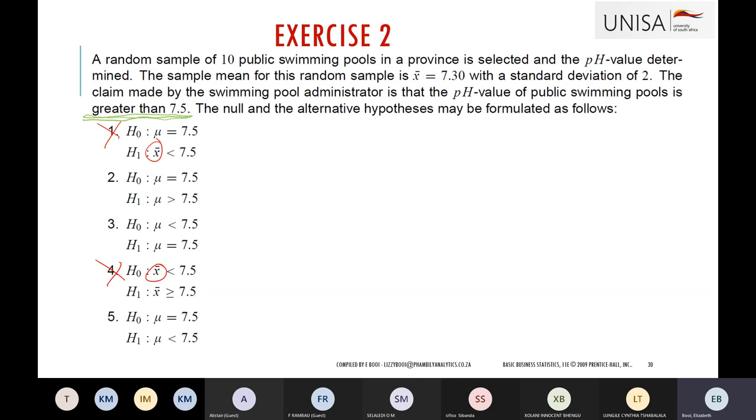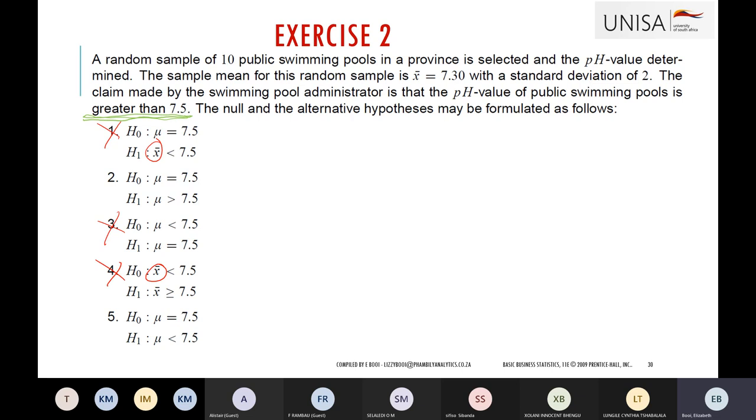The other thing you also need to remember is that in your null hypothesis, there should always be an equality sign. Okay? So in question number two, there is an equal sign, that should stay. Question number three, there's no equality sign. Therefore, question number three is out. We already eliminated question number four. Question number five, there is at least an equality sign in there.